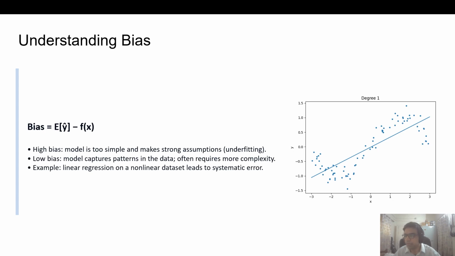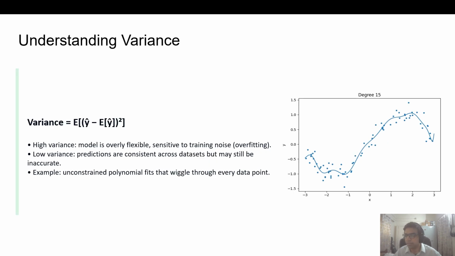Conversely, low bias means the model can flexibly capture complex relationships but may require more parameters or features. So to reduce bias, we can choose richer models, introduce more informative features, or reduce regularization. Next, we will move to discussing the variance.